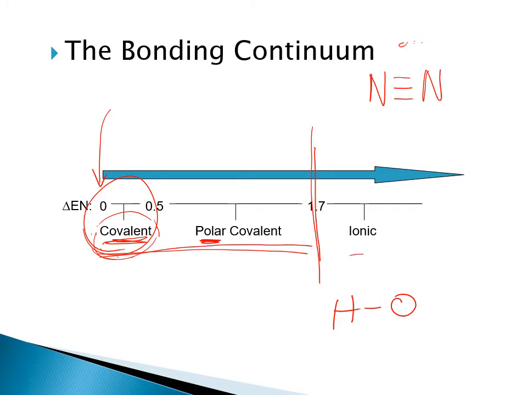If it's over 1.7 difference in electronegativity between the two atoms, like sodium and chlorine, then it is no longer a covalent bond, and therefore it is no longer a molecule. We want to think of it as an ionic crystal instead.